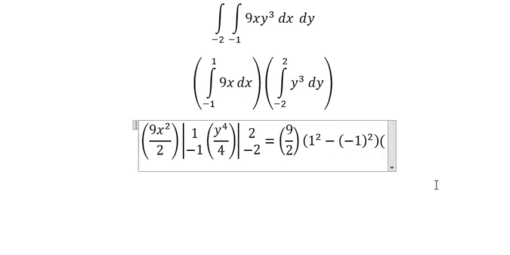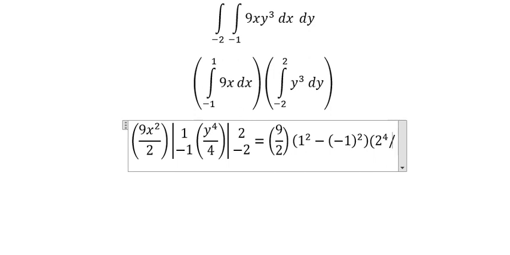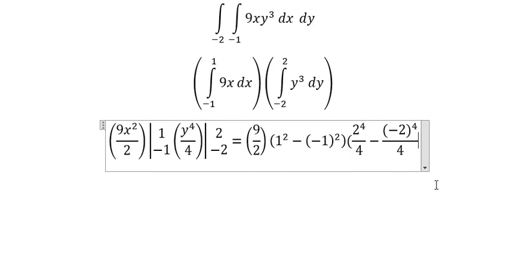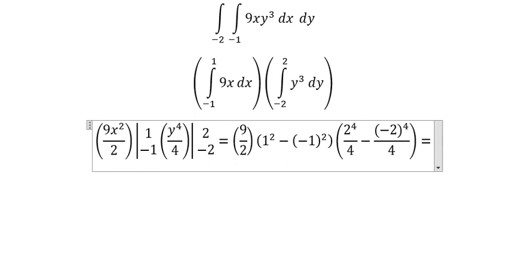Similar for the second one. And we have 0.